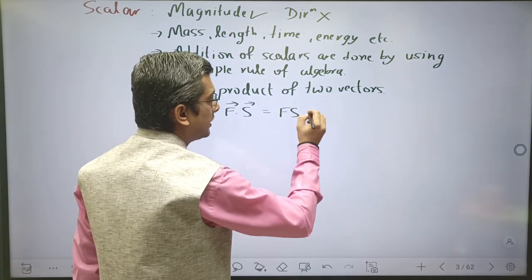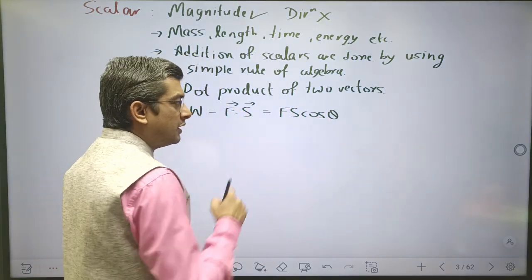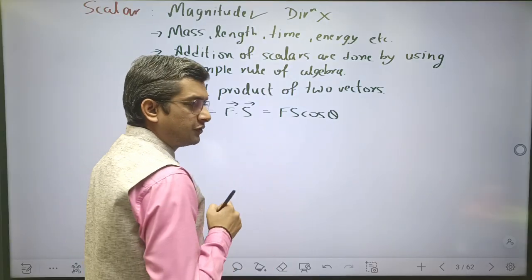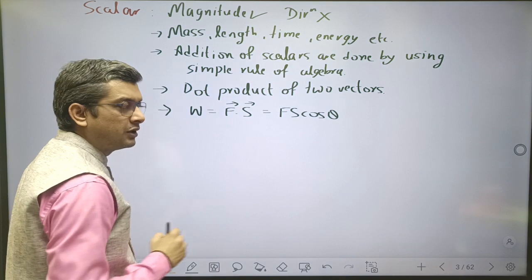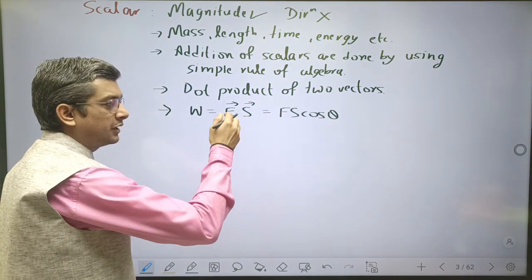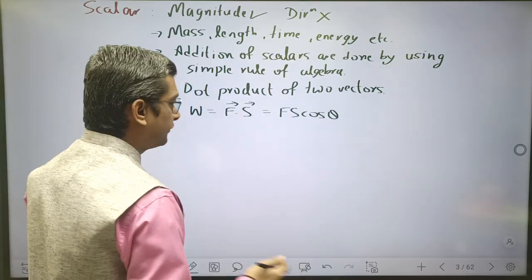This is given by F s cos theta, where F is the magnitude of the force vector, S is the magnitude of the displacement vector, and in this way we write a vector, putting an arrow over the symbol, and theta is the angle between the direction of force and displacement. So work done is a dot product of force and displacement.